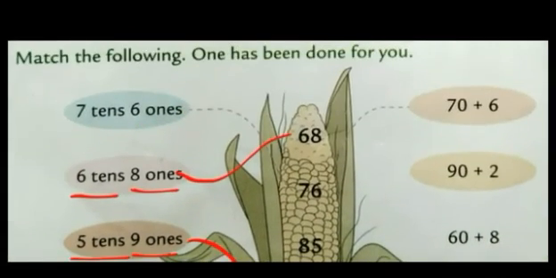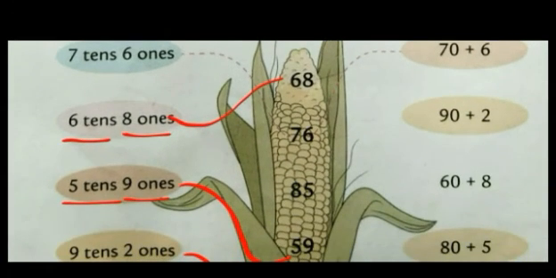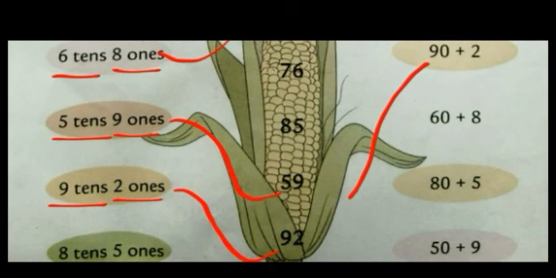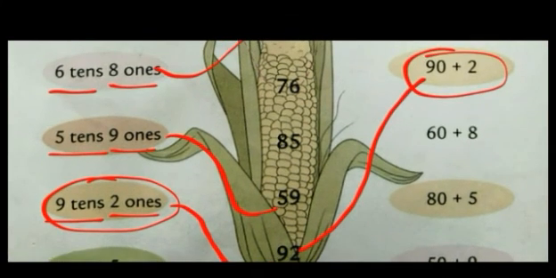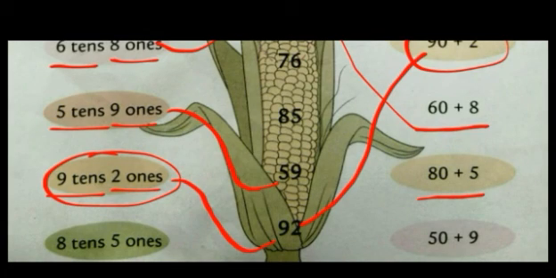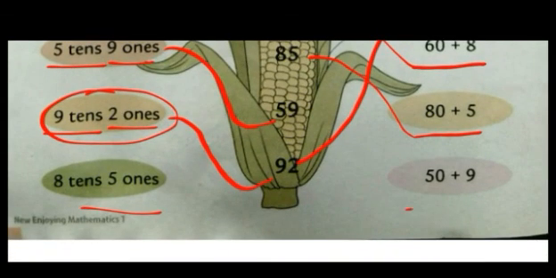Now see the right hand side. Now it is written in this form and again we have to match it with the numbers. 90 plus 2 is read as 92. So where is 92 written? Here. See this form 9 tens and 2 ones or 90 plus 2 both are same. Now see 60 plus 8 will be 68. So match it with 68. 80 plus 5 will become 85. So again we match it. The last one that I have left, I would like you all to try yourself, okay?